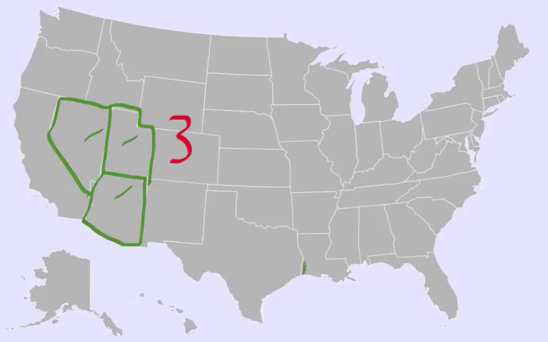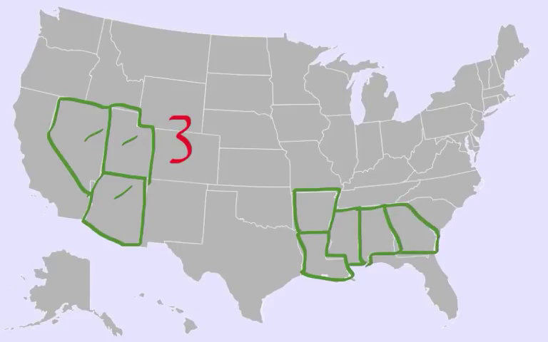Let's say we got Louisiana, that's 1. Arkansas, that's 2. Mississippi, that's 3. Alabama, that's 4. Georgia, that's 5. And Florida, that's 6. So there's our 6 states. So we got this group of 6 states. We're adding it to this group over here of 3 states.